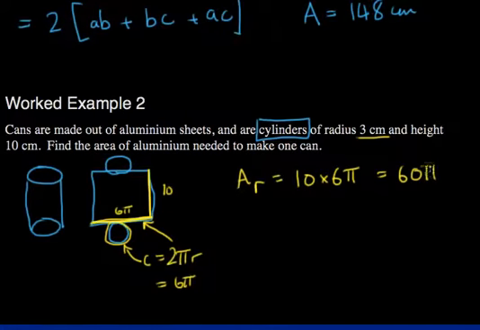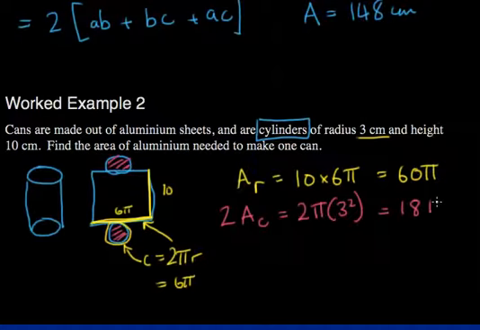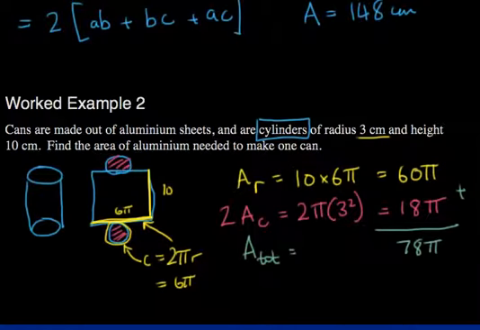leave as 60 pi. I'm not going to put that into a calculator because I don't want to do my approximations too early. And then I want to add the two circles. So the area of the circle, and I'd write 2 here because I have two circles, would be 2 pi r squared. And the r I know is 3, so that's 3 squared. So that's 9 times 2 is 18. And then the area total would be these two added together, which is 78 pi.